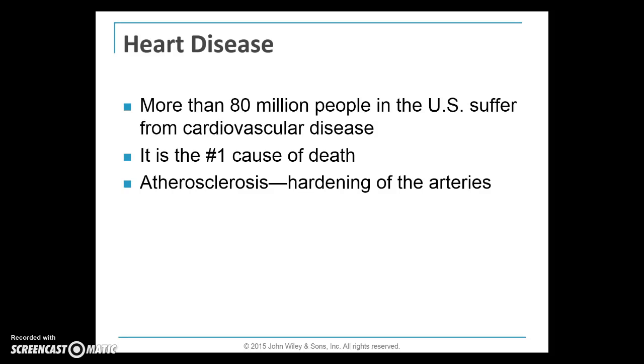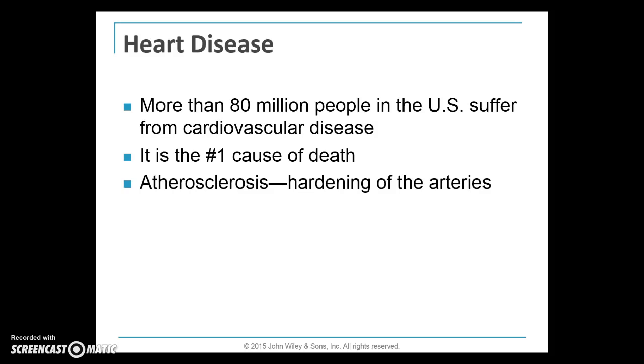Atherosclerosis is called hardening of the arteries. Atherosclerosis is a type of cardiovascular disease that involves the buildup of fat material in the artery walls.